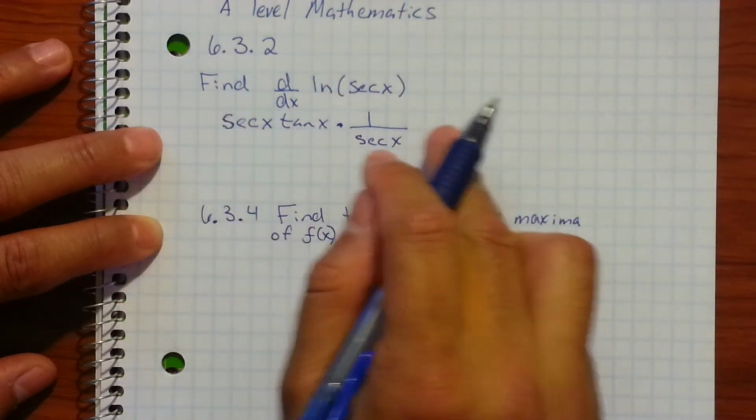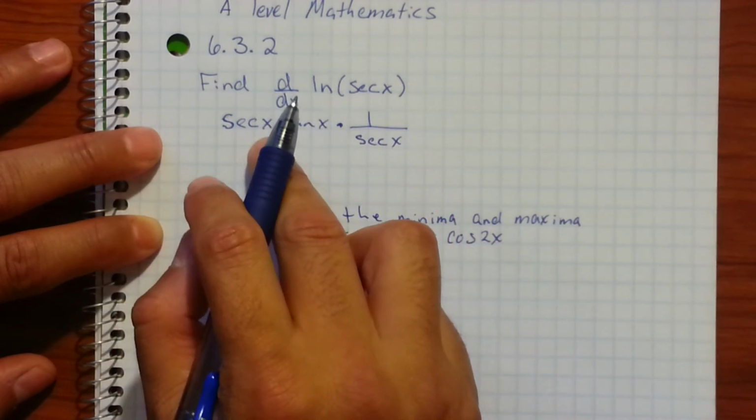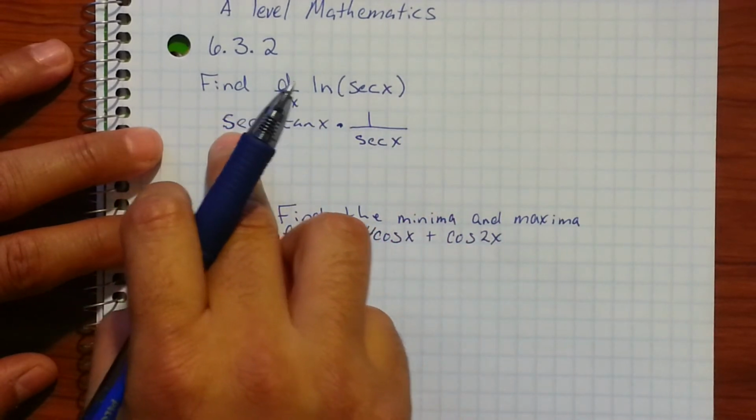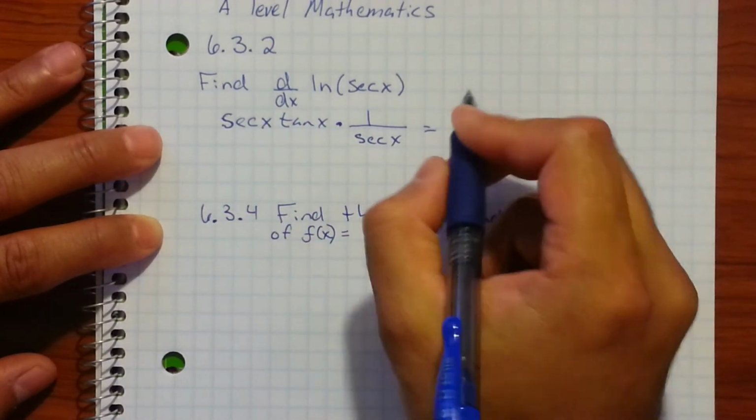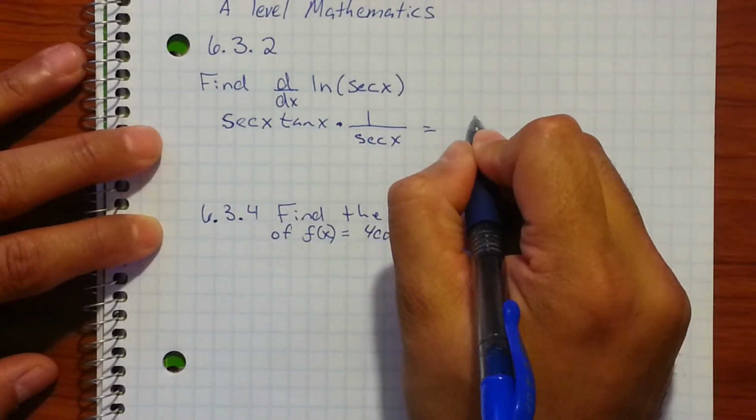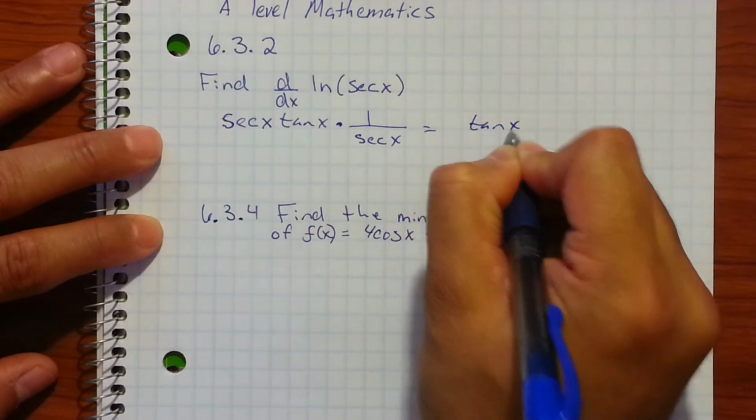Now when I have this one right here, I could see that I have a secant x here and I have a secant x down here. So together, that's just going to give me, for my final result, a tangent x.